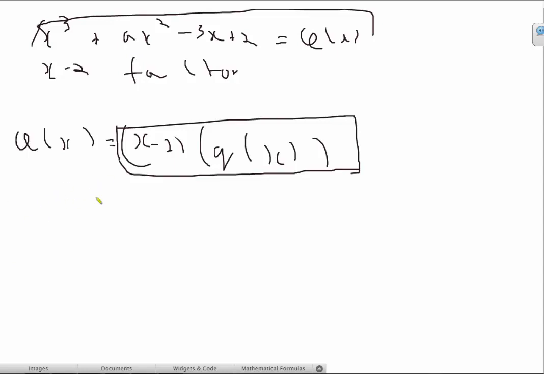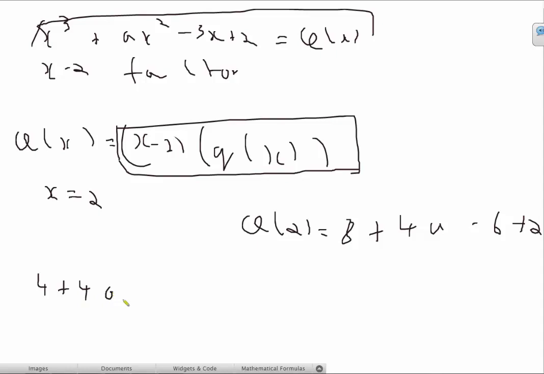So let's try this. Let's say x equals 2. So q of 2 will be 2 cubed, which is 8, plus 2 squared, which is 4, so 4a, minus 3 times 2, which is 6, plus 2. And so if we simply equate this expression to 0, we'll end up with 4 plus 4a is 0. And so we can now see that a is simply -1. And this is why the remainder factor theorem is actually pretty useful in real life.